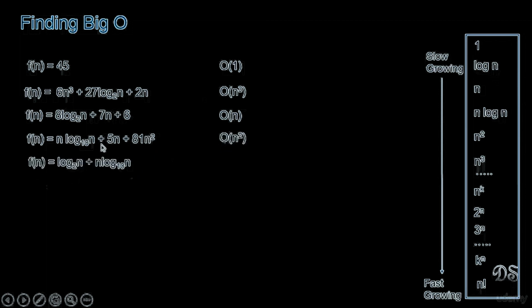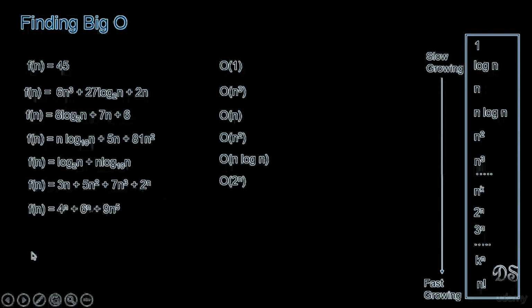In this function, this n log n is the fastest growing term. So this is order of n log n. There is no need to specify the base. In this function, this 2 raised to the power n is the fastest growing term. So this is order of 2 raised to the power n. In this function, the 6 raised to the power n is the fastest growing term. So this is order of 6 raised to the power n. In this function, this factorial n is the fastest growing term. So this is order of factorial n.